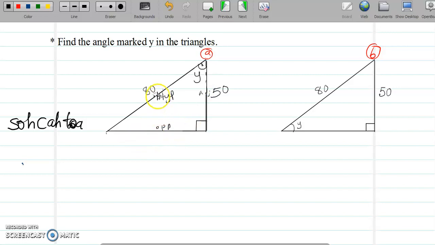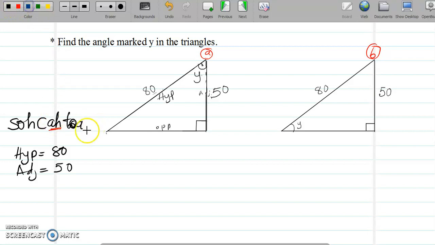Now hypotenuse and adjacent are known. We use the known to find the unknown. You know that hypotenuse is 80 and the adjacent is 50. So looking for Y, the angle, we check which of them gives us hypotenuse and adjacent. Adjacent hypotenuse, that's this. So we are talking about cosine.